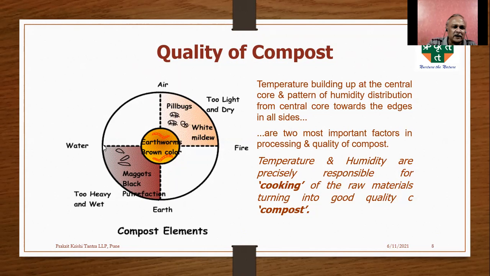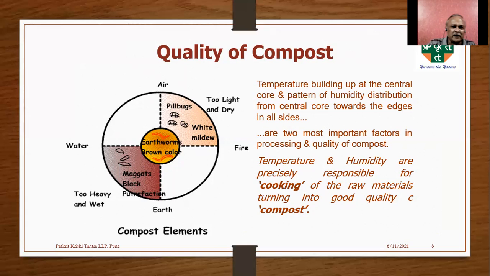On the other hand, with these two elements, water and earth, earth means coolness and water means wetness. If it is too wet and cool, then you will see some maggot formation, a darker, blackish color, and petrification happens. So you have to measure, as I have told earlier, with the pH meter and moisture meter together in one instrument.